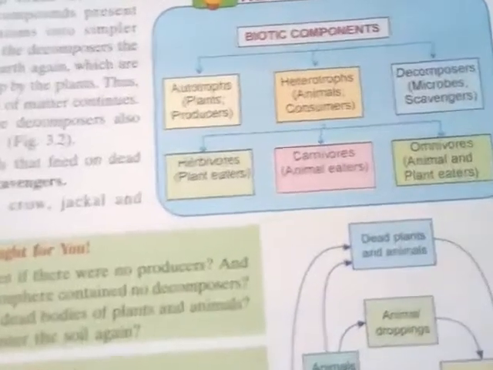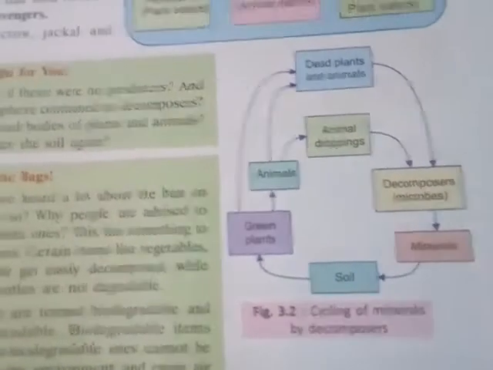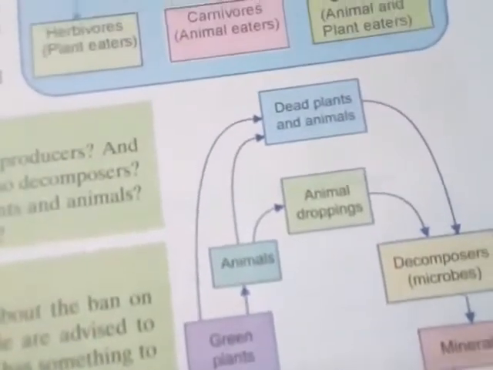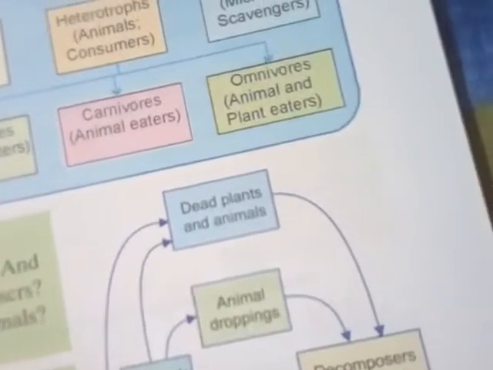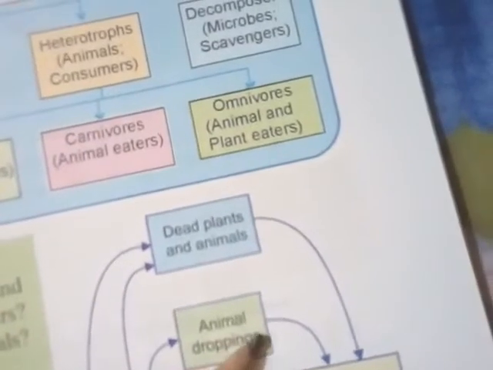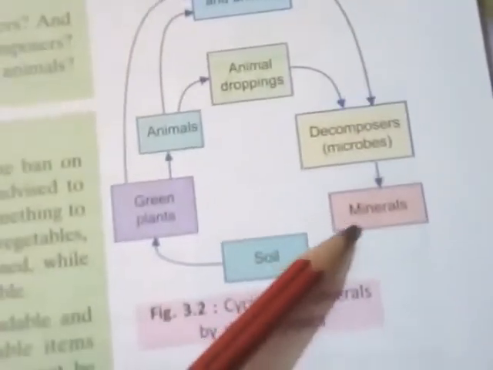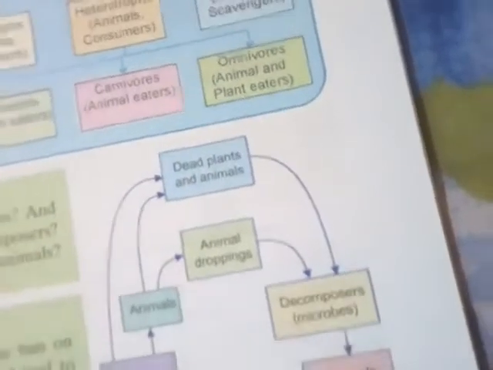Okay, the schematic diagram. There is also the cycling of minerals by the decomposers. So this is the green plant, which grows in the soil, and the soil has some minerals. These green plants are taken by the animals, and the animal droppings are converted by decomposers, microbes, and then put back as minerals into the soil, and again the green plants take them up. So this cycling is there.